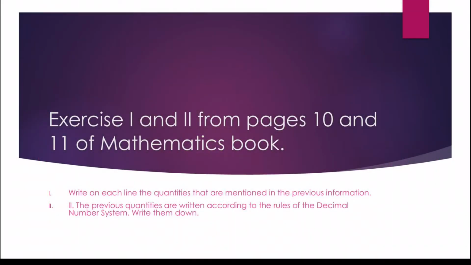The activity that you have to solve for this week are the exercises 1 and 2 from pages 10 and 11 of your mathematics book. The instructions are the following. For the first exercise, you have to write on each line the quantities that are mentioned in the previous information. For the second exercise, it is mentioned that the previous quantities are written according to the rules of the decimal number system. Write them down. In the first exercise, write them with numbers, and in the second, write the same quantities but with letter.